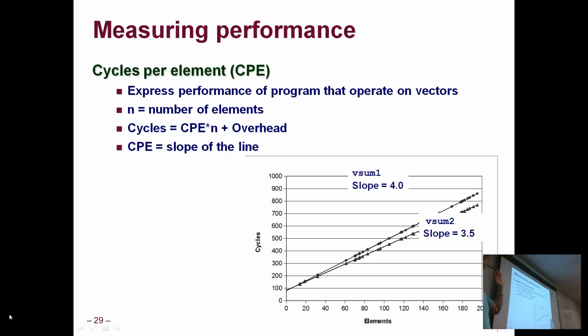And it's basically the slope of a line, right? Here you have the number of elements, here you have the number of cycles it takes to do the operation, and it's a line, and the slope is the number of cycles per element.